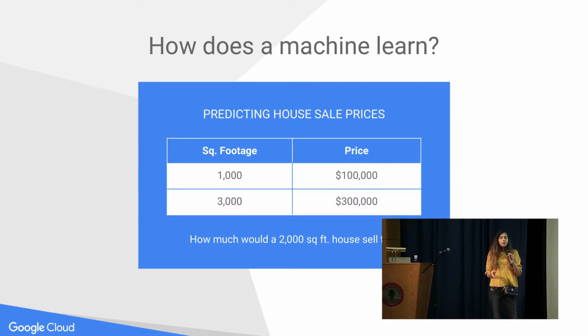I will go back to the very basics of machine learning. It's a very simple example. I want to predict the house sale prices in a certain town. So let's say, for example, I have only this data, which is very simple, and it's not enough at all to be able to create a machine learning model. For 1,000 square feet, the price is 100,000, and for 3,000, I have 300,000. Okay, if we want to predict, how much would a 2,000 square foot house sell for? How much would it be?